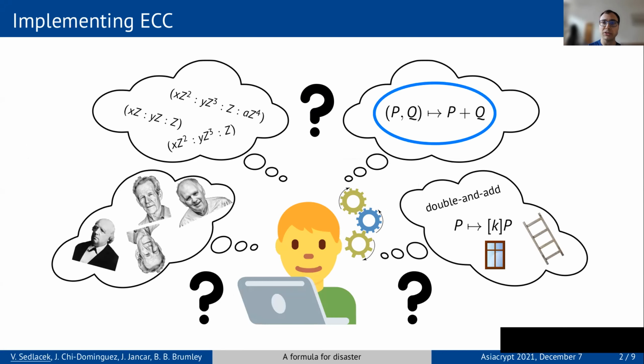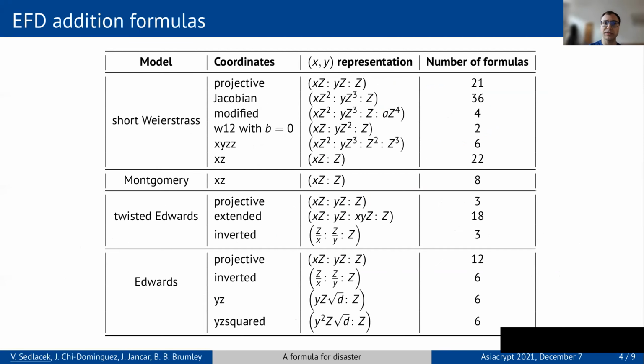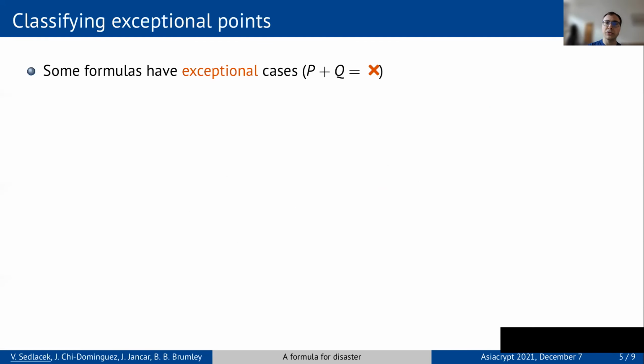And in our work, we mostly focused on the formula part. So what does an addition formula look like? It takes as inputs two elliptic curve points, and sequentially it computes the output in the same representation. But you already have quite a few choices with these formulas. Here you can see the explicit formulas database, and in the right column, you can see the number of formulas for every specific setup composed of the model, coordinates and representation. So there are really lots of them, but why does it matter to choose the right formula?